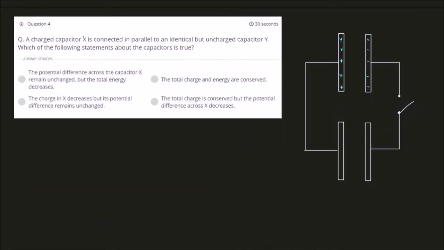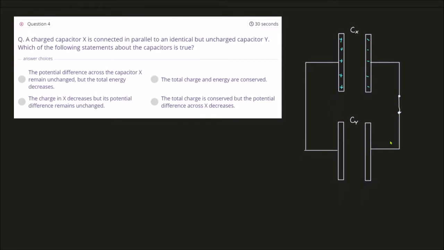Question 4. A charged capacitor X is connected in parallel to an identical but uncharged capacitor Y. Which of the following statements about the capacitors is true? So you have two identical capacitors. One of them we call capacitor X, one of them we call capacitor Y. Capacitor X is charged, capacitor Y is uncharged. Now if you connect these two capacitors in parallel, just like what I did here, if you close the switch over here, what would happen to this capacitor over here?